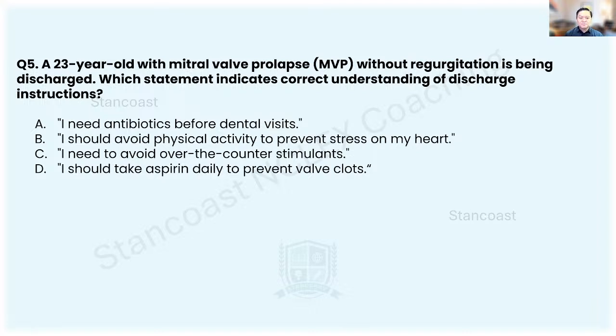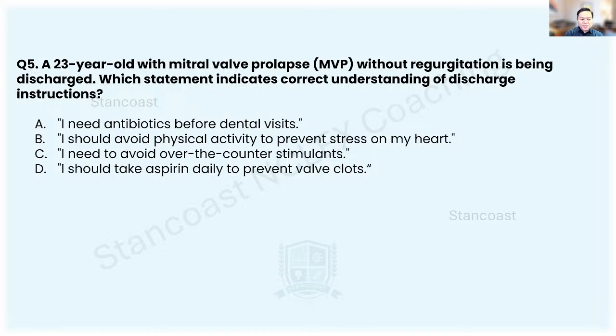A 23-year-old with mitral valve prolapse without regurgitation is being discharged. Which statement indicates correct understanding of discharge instructions? Is it A, I need antibiotics before dental visits? B, I should avoid physical activity to prevent stress on my heart? C, I need to avoid over-the-counter stimulants? And D, I should take aspirin daily to prevent valve clots.